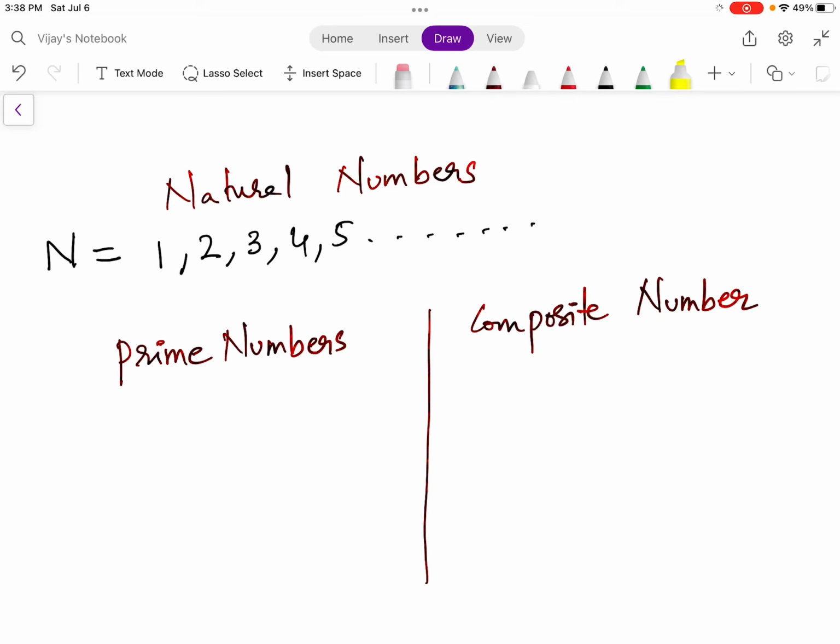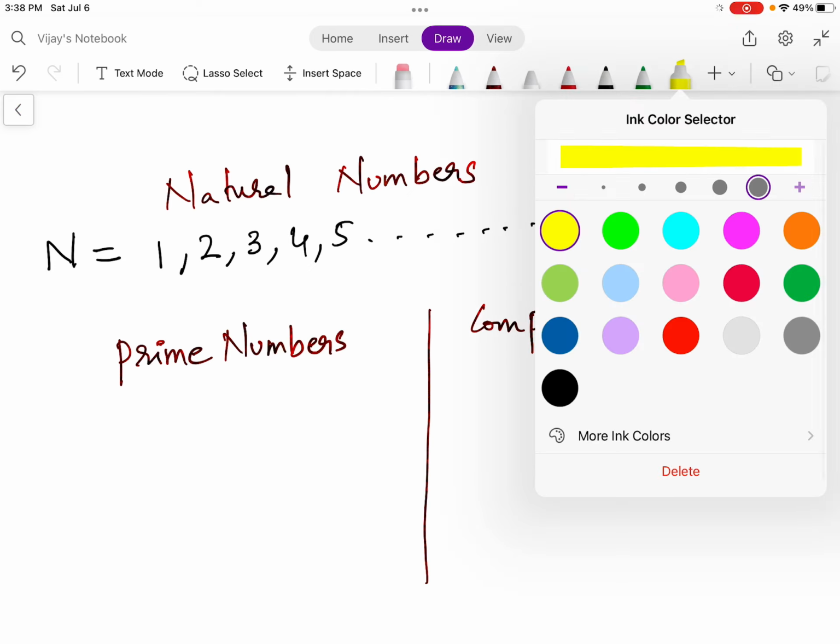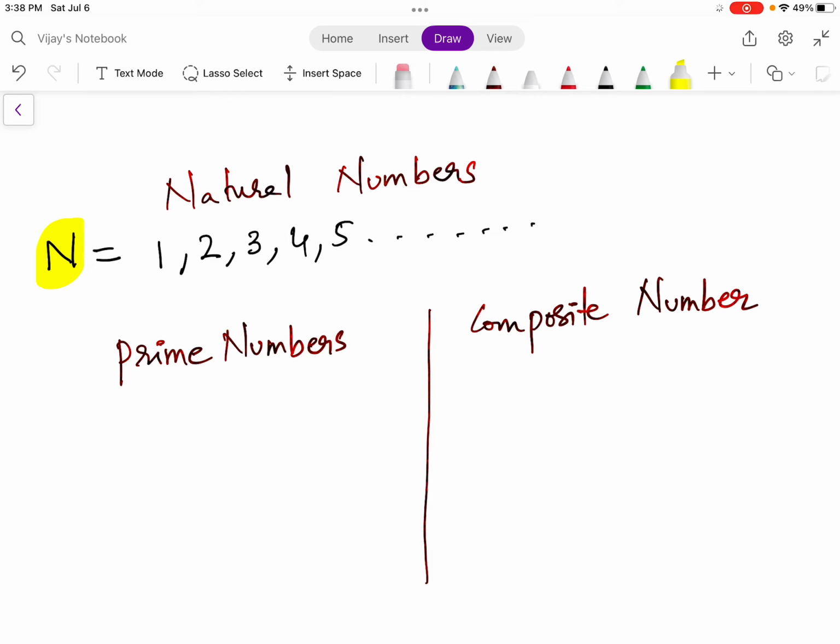In this video, we are going to understand what prime numbers and composite numbers are. Before that, most of you might know about natural numbers. Natural numbers start from 1 and increase by 1 at a time: 1, 1 plus 1 is 2, 2 plus 1 is 3, 3 plus 1 is 4, and the list keeps going on. We denote natural numbers by N. This list of natural numbers is an infinite list.